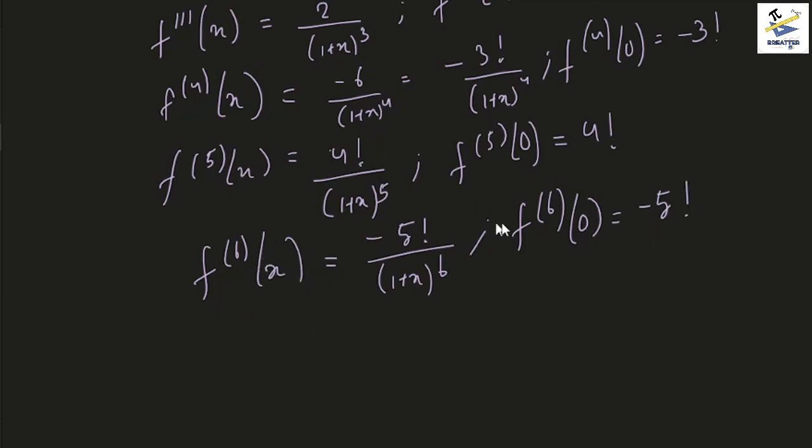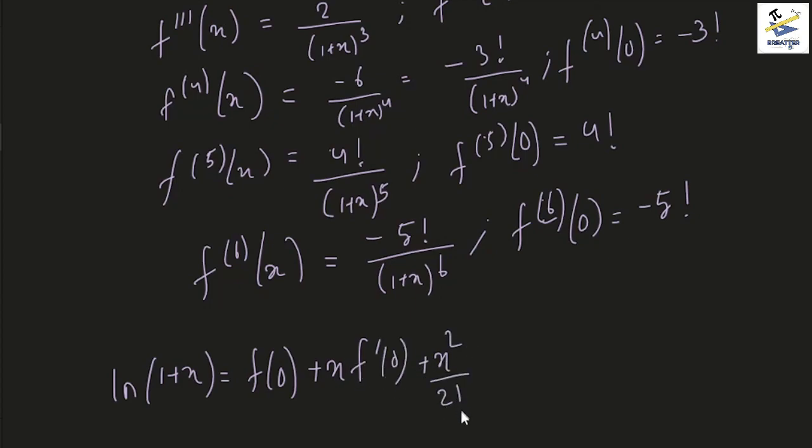So as you can see, for the even order of derivative, we have a negative factorial, 1 less than it, and for the odd we have the positive factorial but 1 less than the derivative. So we can write that ln of 1 plus x, by the Maclaurin series definition, should be f0 plus x into f dash 0 plus x square by 2 factorial into f double dash 0 plus x cube by 3 factorial into f triple dash 0, and so on, right?